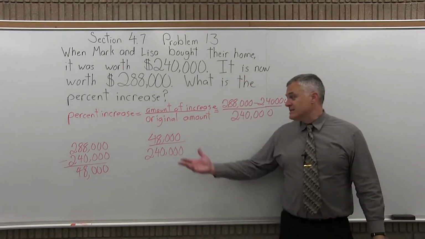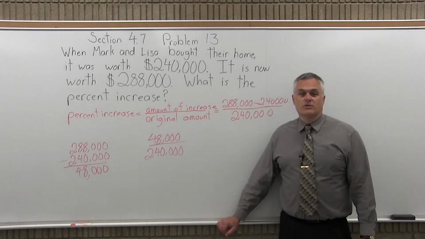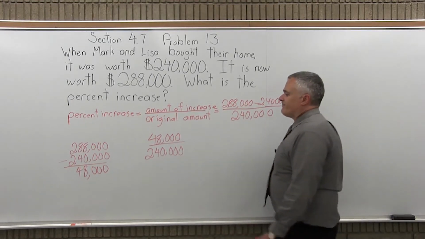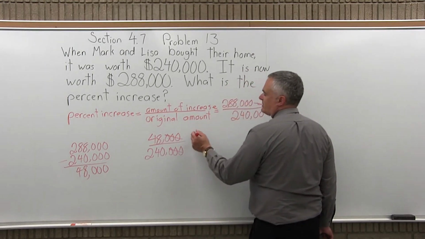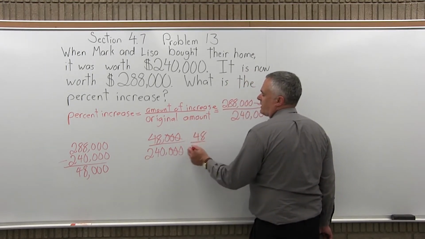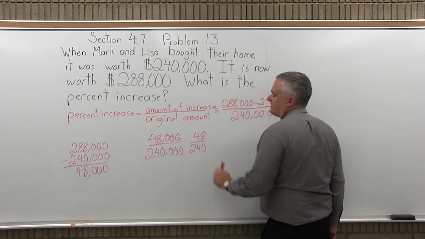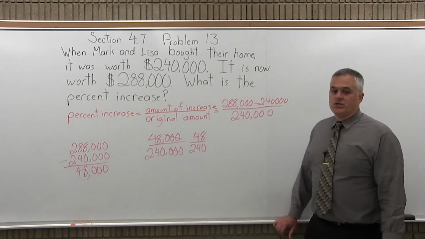So that's the fraction. I really just have to convert that to a percent. So right now, let's tone it down quite a bit. We can just cancel 3 zeros on the end of each. I have 48 over 240. Now, I can do that division.